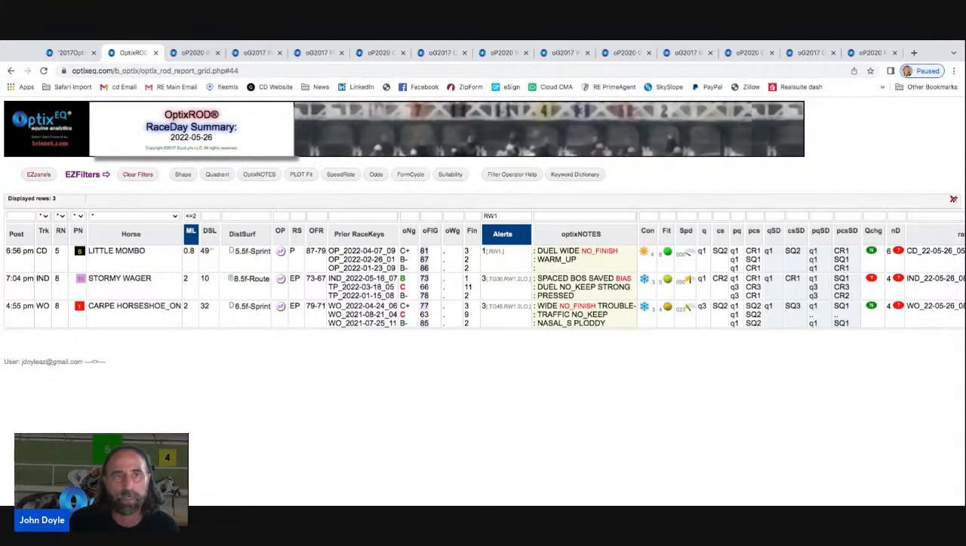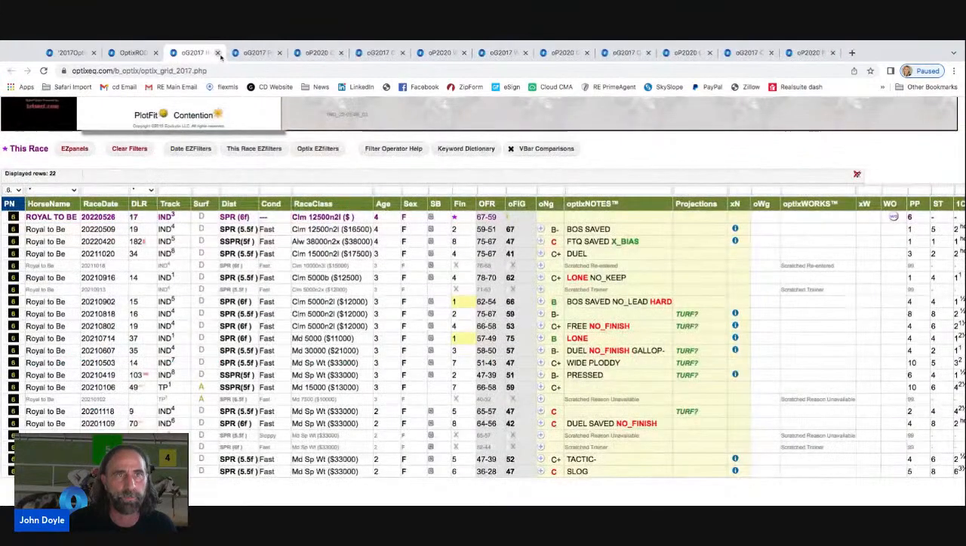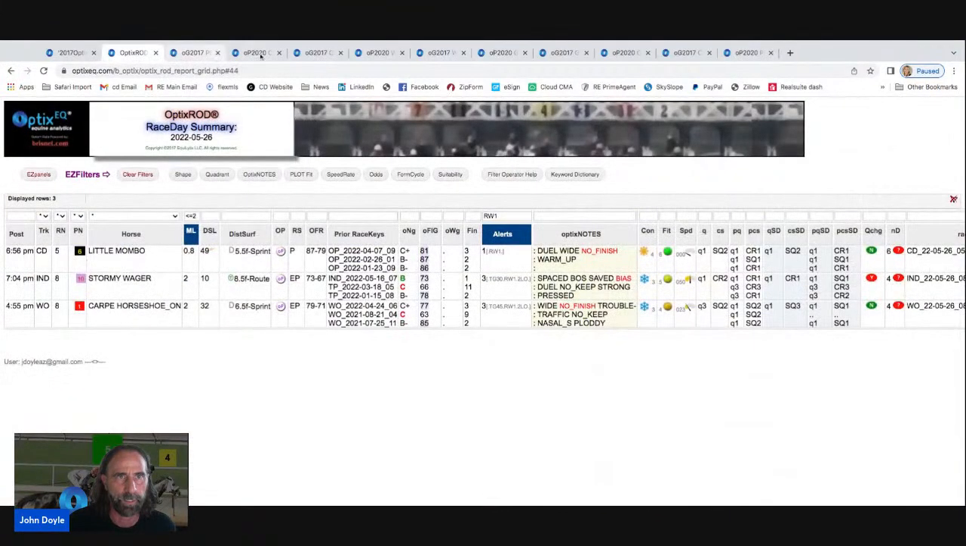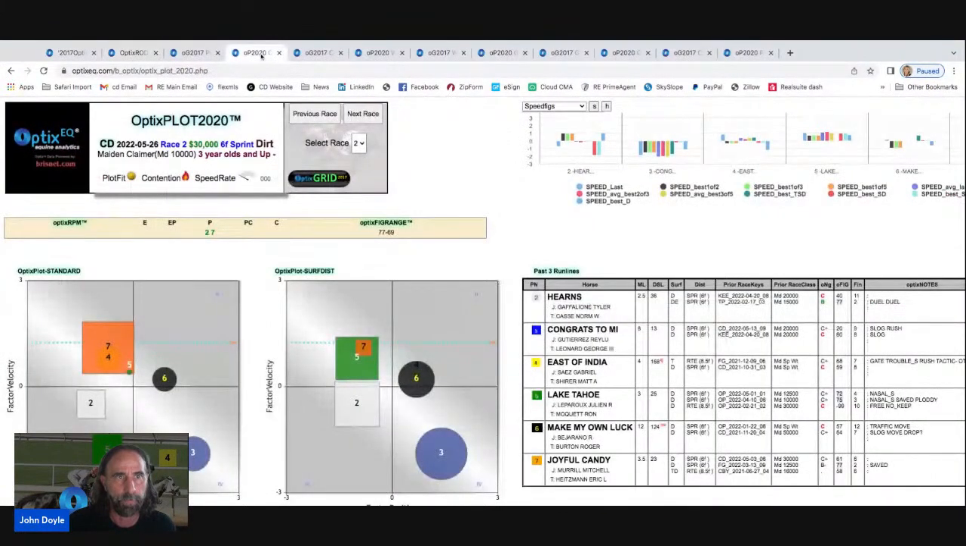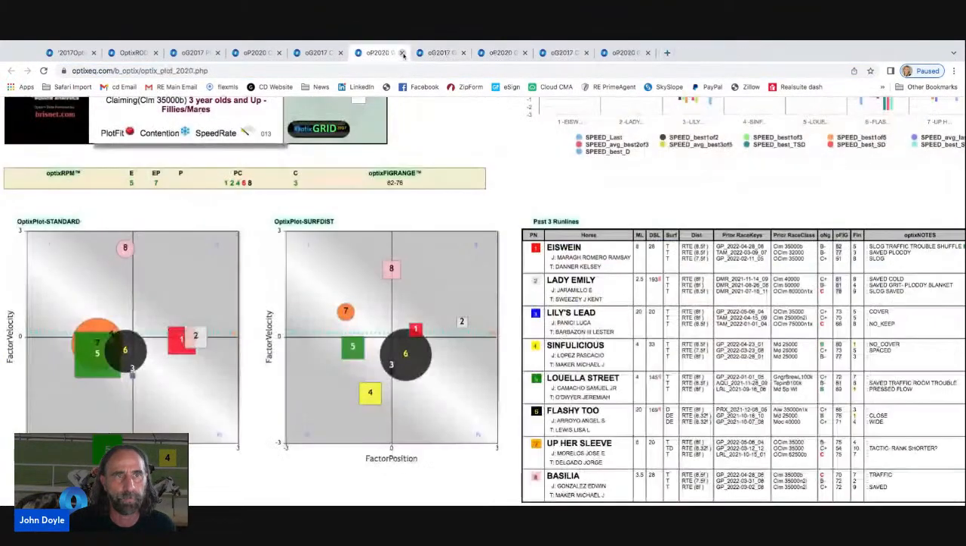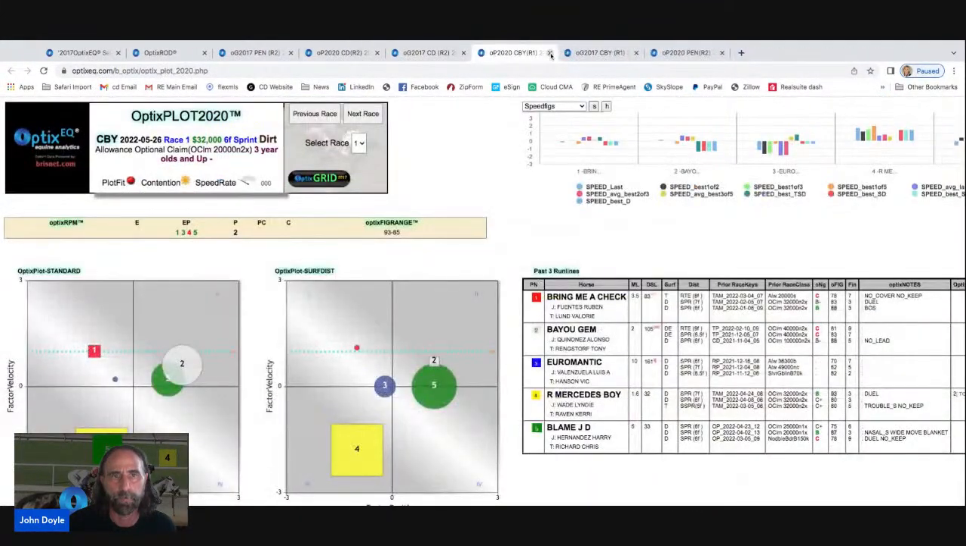Then we're going to go to race 2, which is coming up at Churchill. So we'll refer back to that. So we're done with Indianapolis. Penn is a track I'll look at. Churchill we're going to look at. Woodbine we're done with. Gulfstream we're done with. Canterbury. Okay, so Canterbury, race 1.